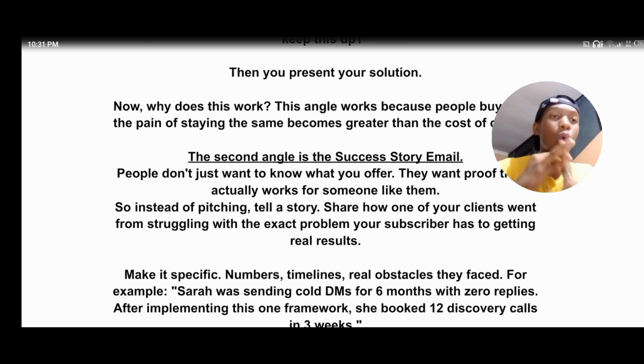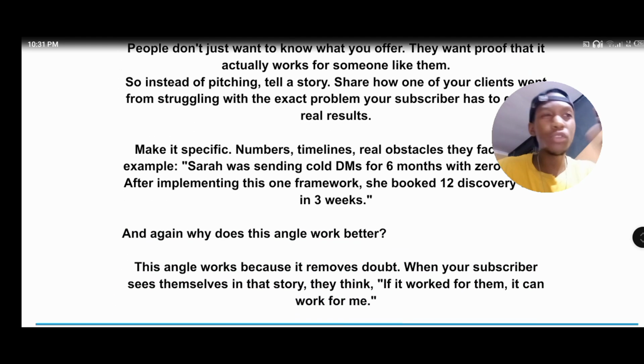Share how one of your clients went from struggling with the exact same problem that your subscriber or your current target audience is going through, and show them the results, show them the transformation, and show them what happened next, okay? So make it specific, use numbers, timelines, real obstacles, transformation pictures, whatever you have, just to prove to them that it actually works or it can actually work for them. So yeah, you can even use success stories, okay?